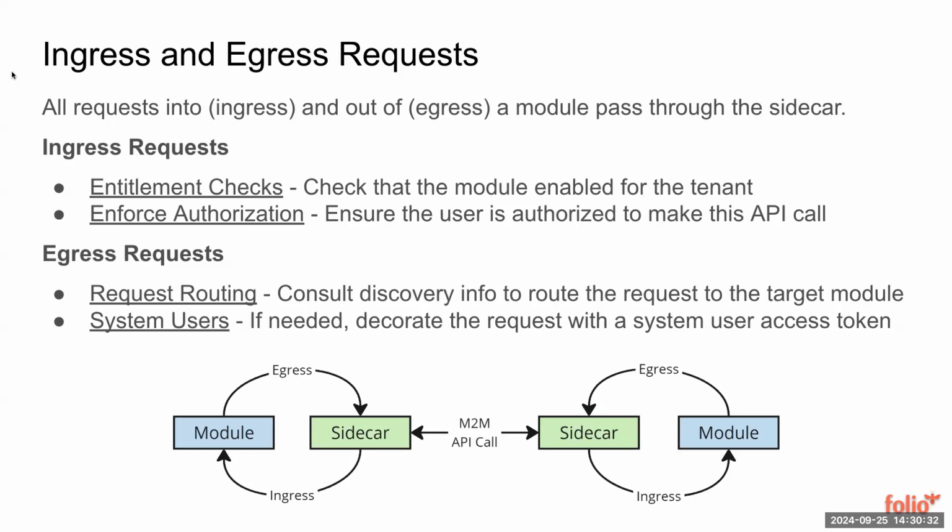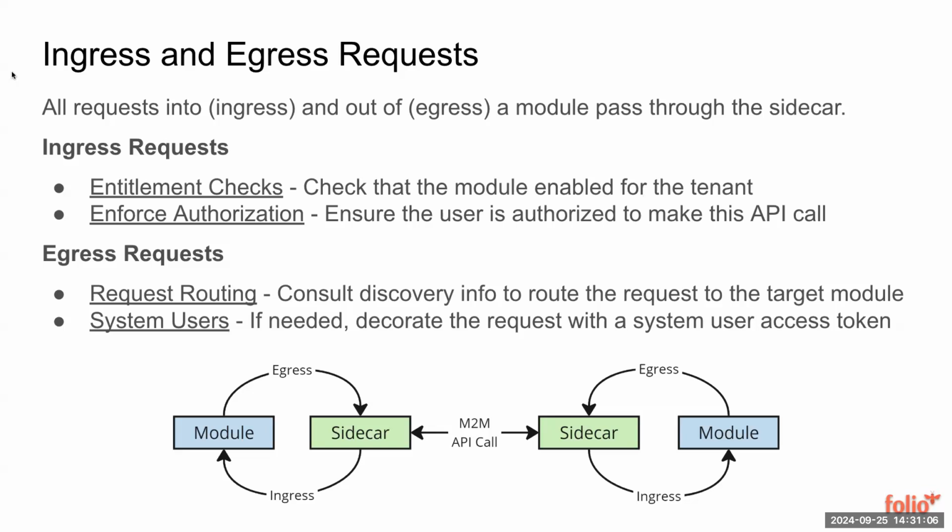On the egress request side, that's when the module is maybe calling another module. And so the request processing there is slightly different. The things concerned here are consulting discovery to route the request to the appropriate place. So the sidecars need to know where to send the request. Also, I touched on this a little bit earlier, but system users, if needed, the sidecars are a good place to decorate those egress requests with the access token of a system user. And there's a section specifically on that a little bit later.